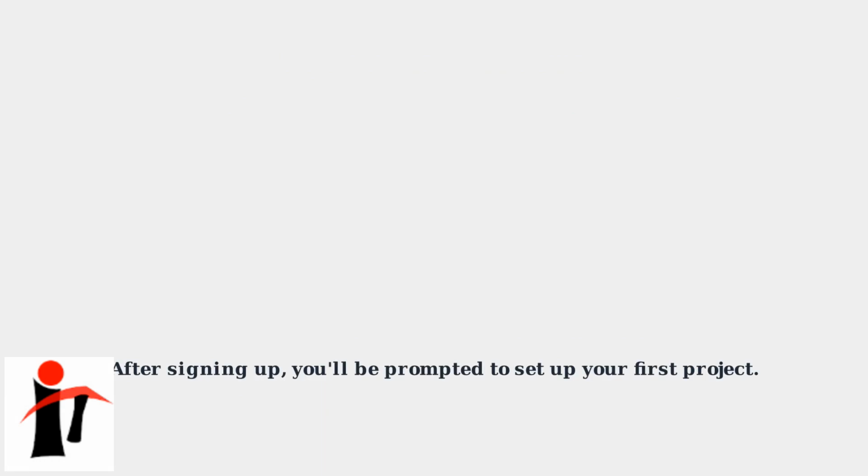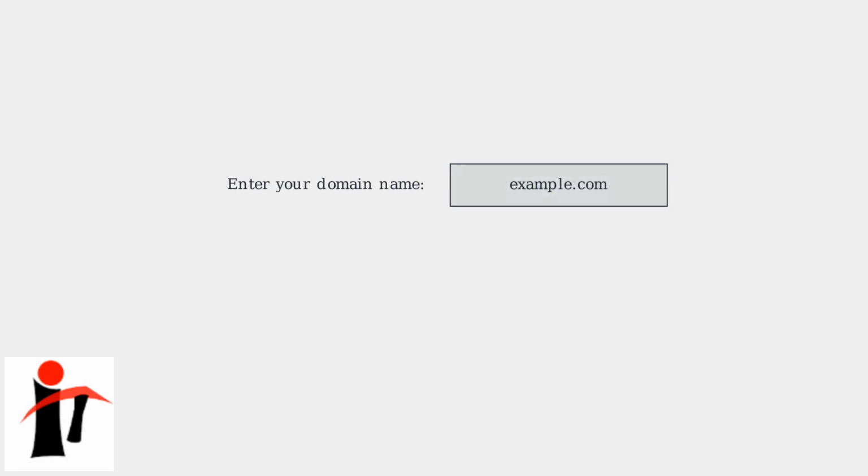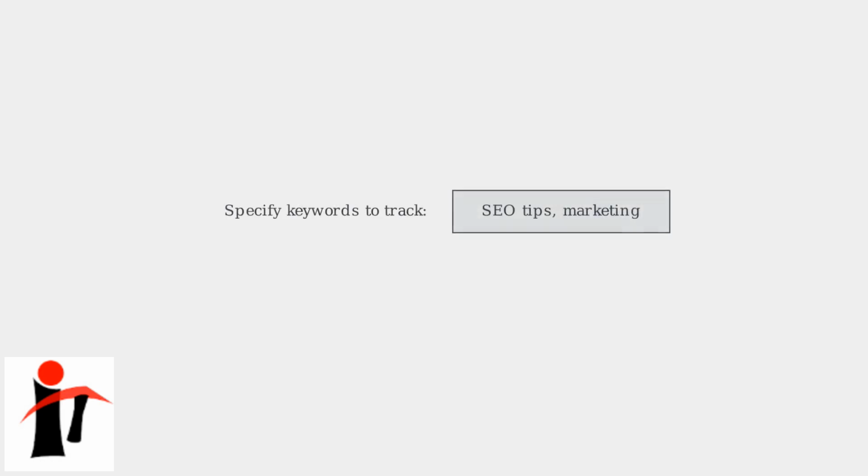After signing up, you'll be prompted to set up your first project. This typically involves entering your domain name or specifying keywords you want to track. You can enter your website's domain name to analyze your site's performance and SEO health. Alternatively, specify keywords you want to track for competitive analysis and ranking opportunities.